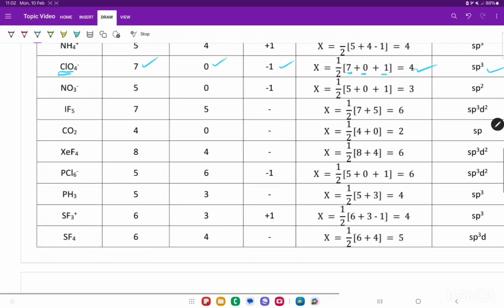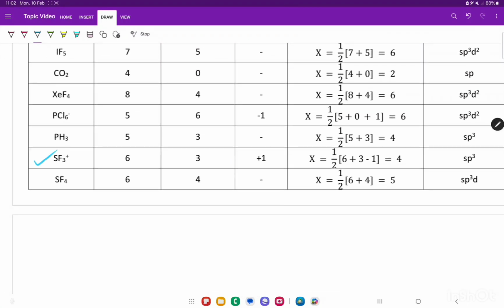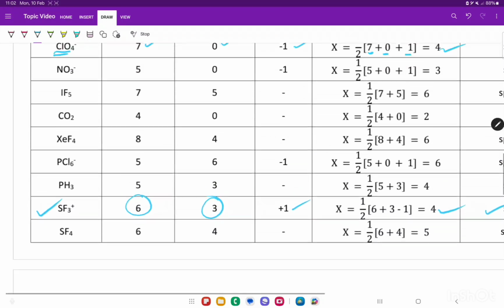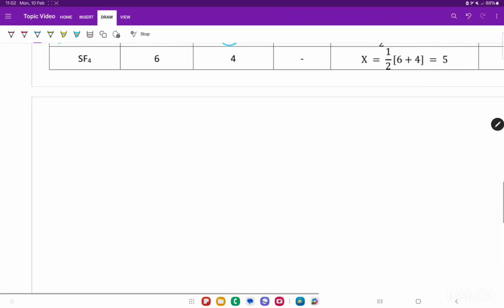Now if it's a positively charged ion, for example SF3 plus, sulfur has valence electrons 6, 3 surrounding fluorine atoms, 3, and a positive charge, then x will equal half of 6 plus 3 minus 1, that equals 4, hybridization sp3. So with the help of this formula, you can find out the hybridization of any compound.